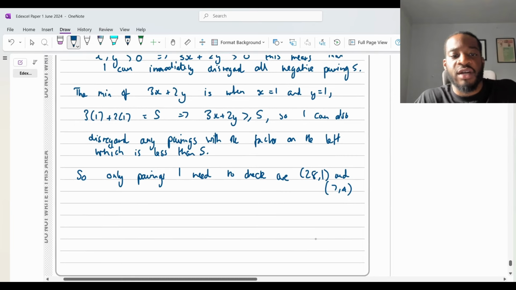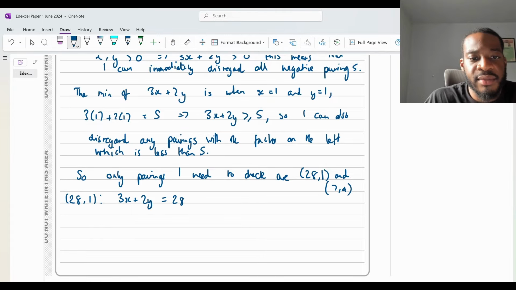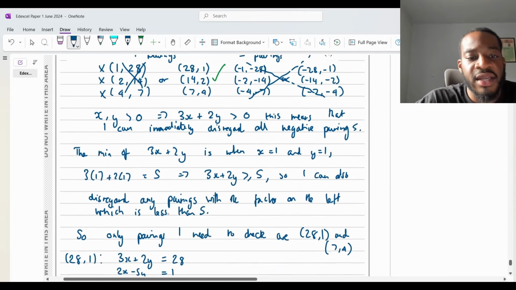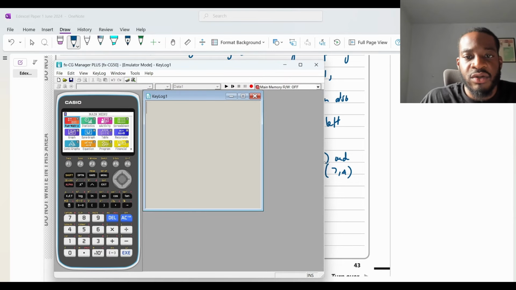So all we're going to do now is just do the algebra on that. So let's do that. So we'll do the first one. So let me write 28 and 1 here. That would mean I have 3x plus 2y is equal to 28. And 2x minus 5y is equal to 1. Right? Let's just double check I've written those correctly. Yeah, that's fine.